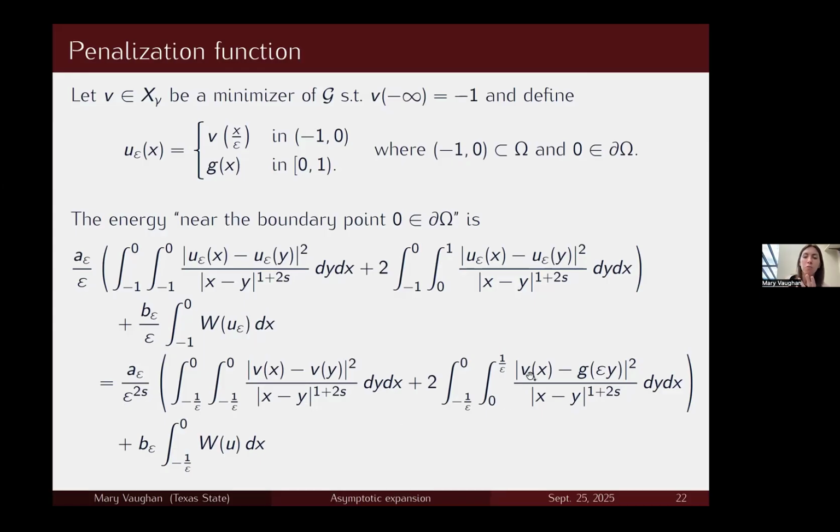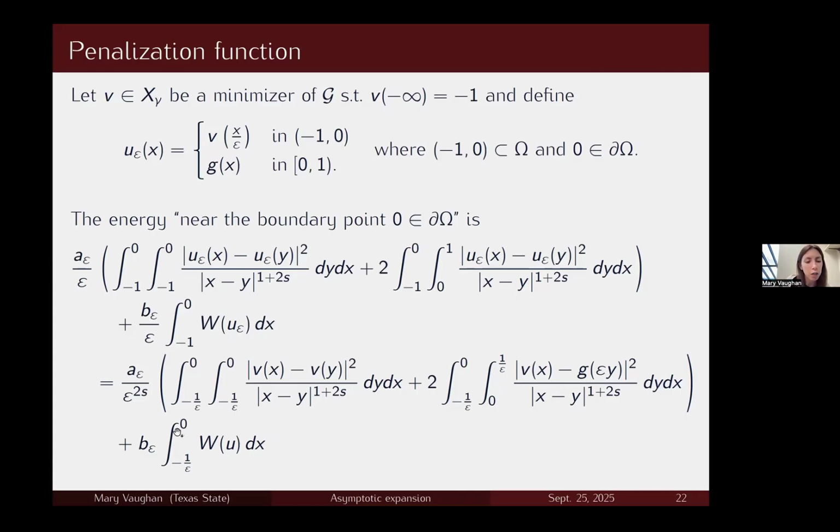For the cross terms, very similar, except when I'm in the complement of omega, U epsilon is equal to G, so I have G of epsilon Y. And then the potential energy rescales, and I just have B epsilon. Now, if you look at this and think about what happens when epsilon goes to 0, well, at least morally speaking, G of epsilon Y looks like G of 0, which is gamma. That's not precise, we have to be careful, but we can show that any other terms are lower order terms by making the G of 0 appear there, which is gamma.